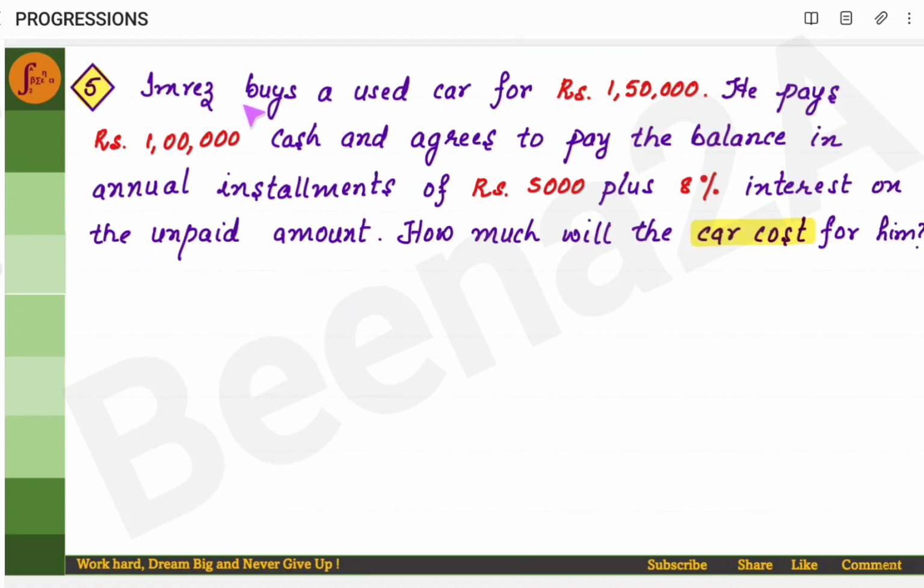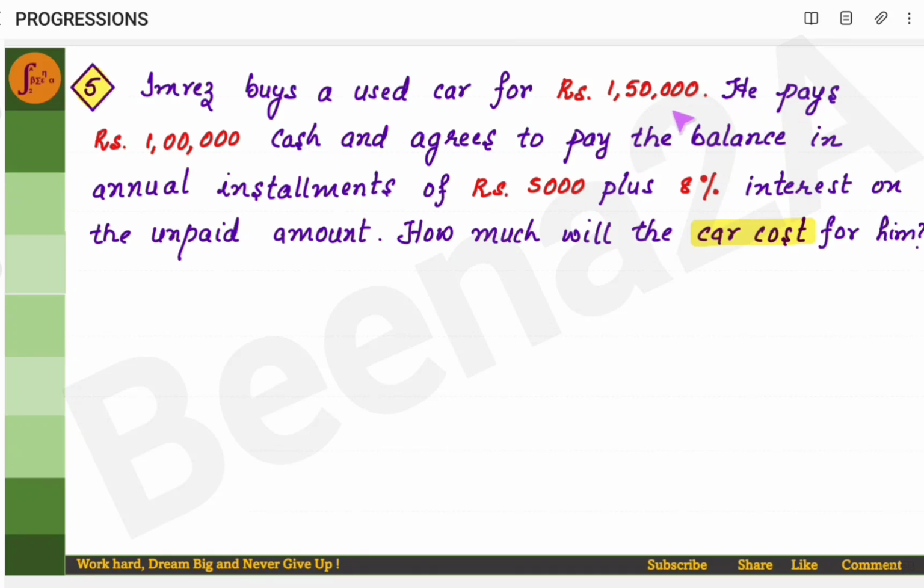Let's take this particular example. There's a person called Imrez who buys a used car for rupees 1.5 lakhs. He pays 1 lakh cash and agrees to pay the balance in annual installments of rupees 5,000 plus 8% interest on the unpaid amount. How much will the car cost for him? Now, what this question means is, this person Imrez, he has bought a used car, second-hand car, for rupees 1.5 lakhs. He pays 1 lakh cash.